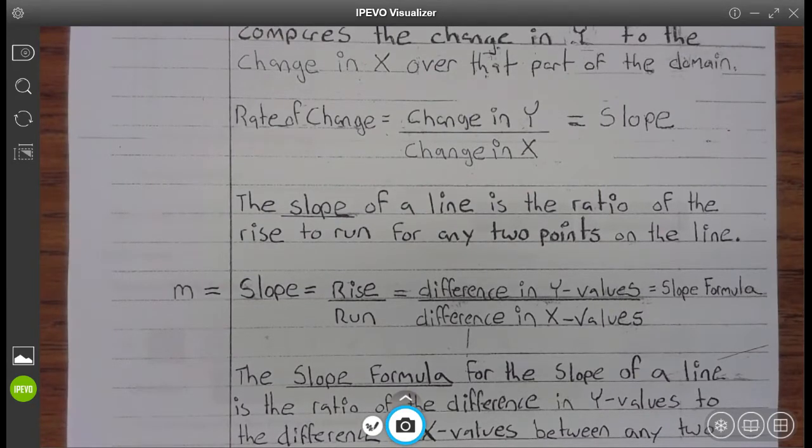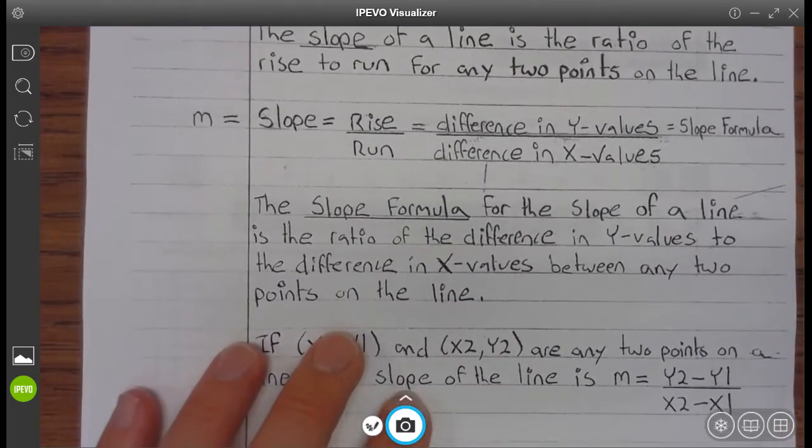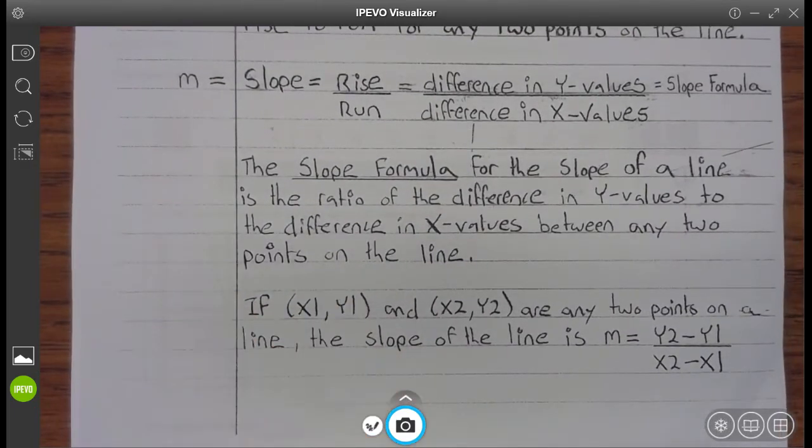The slope of the line is a ratio of the rise to run for any 2 points on the line. M equals slope equals rise divided by run, which equals the difference in y values divided by the difference in x values, which is equal to the slope formula. The slope formula for the slope of a line is the ratio of the difference in y values to the difference in x values between any 2 points on a line. If x1, y1 and x2, y2 are any 2 points on a line, the slope of the line is m equals y2 minus y1 divided by x2 minus x1.